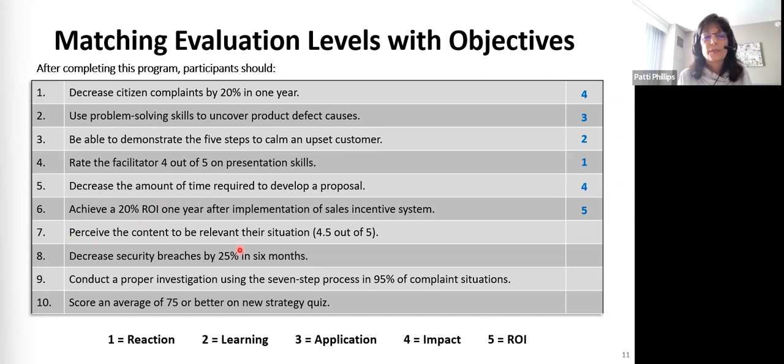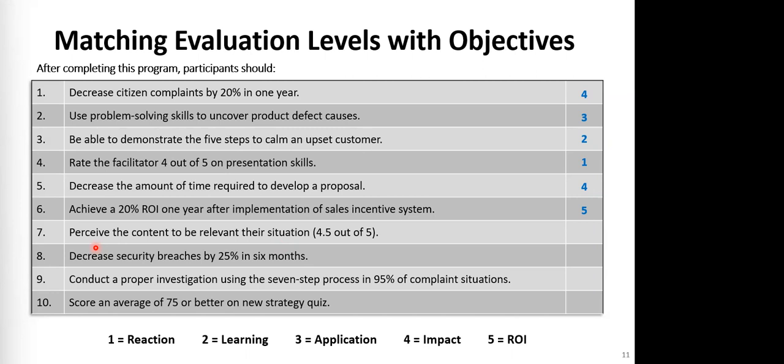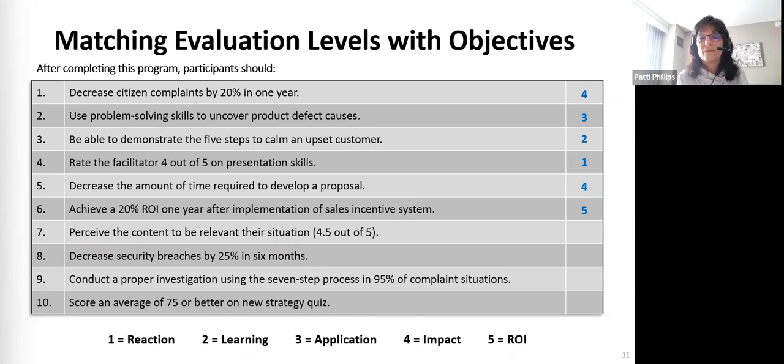Perceive the content to be relevant to their situation. And they're targeting a 4.5 out of 5. What level is number 7? Okay, we got a 3. Anyone else? 1, 3. Anyone else? 4. Okay, we got a 4. Thank you very much. All right. This one, perceive the content to be relevant to their situation, is a 1.